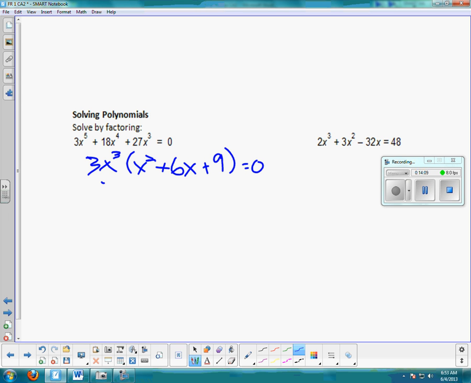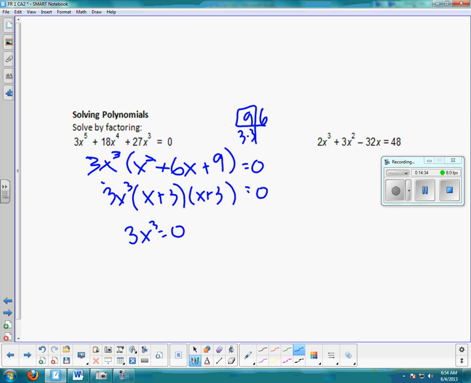And then inside here is a quadratic, and it's a trinomial, and so the two numbers that multiply to 9 and add up to 6 are 3 and 3. So this part can actually be factored into x plus 3 times x plus 3. We can't forget about our 3x cubed out front. And then if we think about it, well, it's already factored, so we're allowed to go ahead and set everything equal to 0. 3x cubed equals 0, x plus 3 equals 0, and another x plus 3 equals 0.